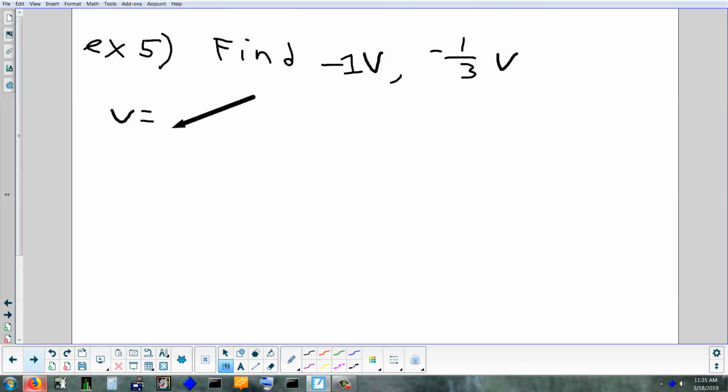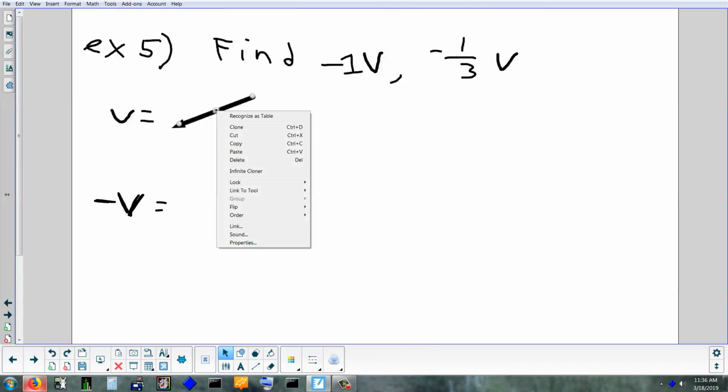Let's look at this one. So they gave us v, and they want me to find negative v and negative 1/3 v. So Emily, when I find negative v, what's going to happen there? It's gonna rotate 180. And what about the length compared to v? It'll stay the same. It's going to stay exactly the same. Right, so we make a copy.